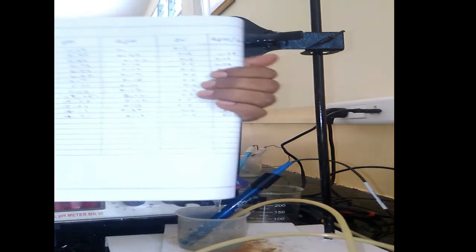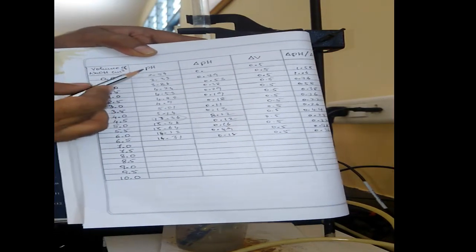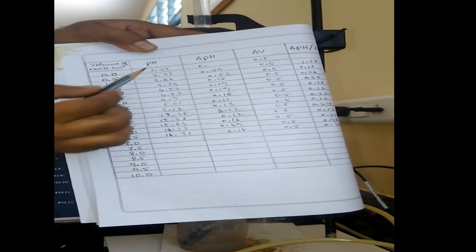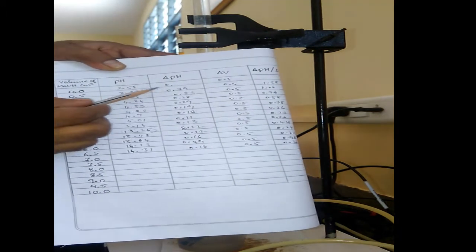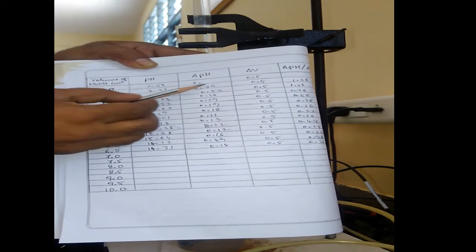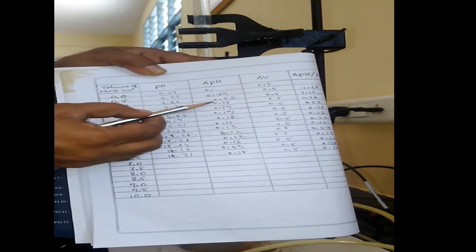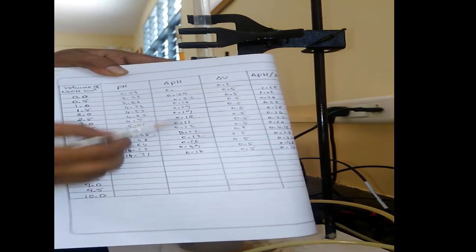This is the observation. The observation contains various columns, first column, second, third, fourth, fifth. In the first column, volume of NaOH in the increment of 0.5, 0 to 10 ml. Second is pH value. Whatever it shows we have to record. We have to write the pH values in the second column. In the third column we have to calculate delta pH, that is the change in the pH value of two successive readings, like 3.39 minus 2.54. These two differences must be written here. So like this we have to calculate delta pH.